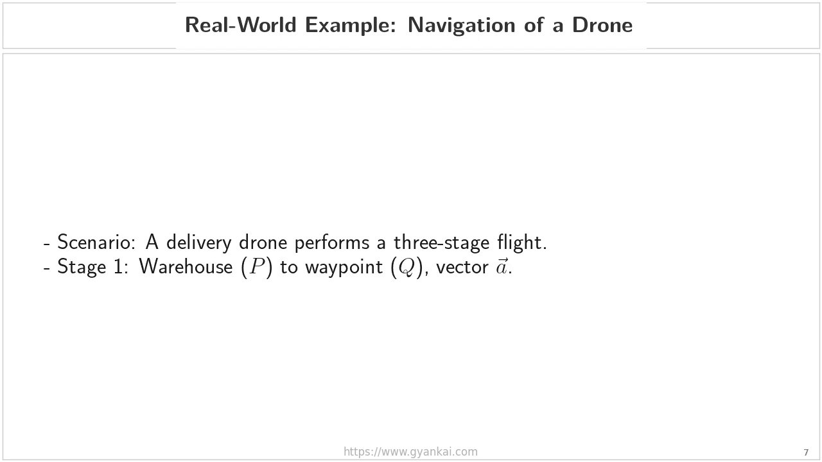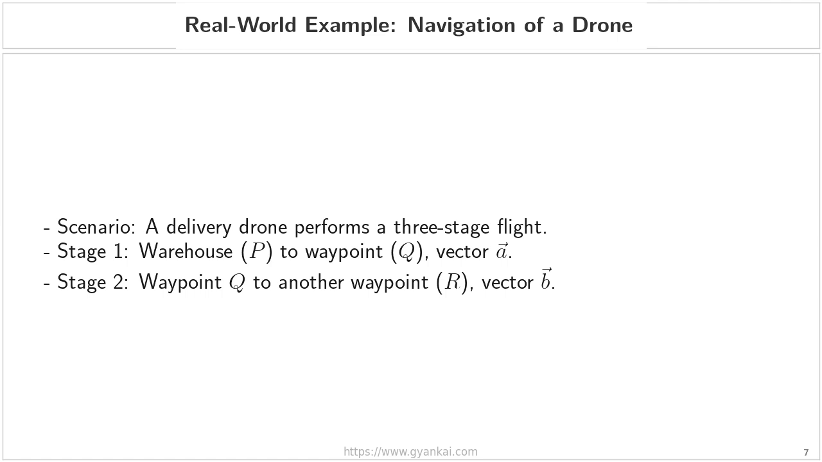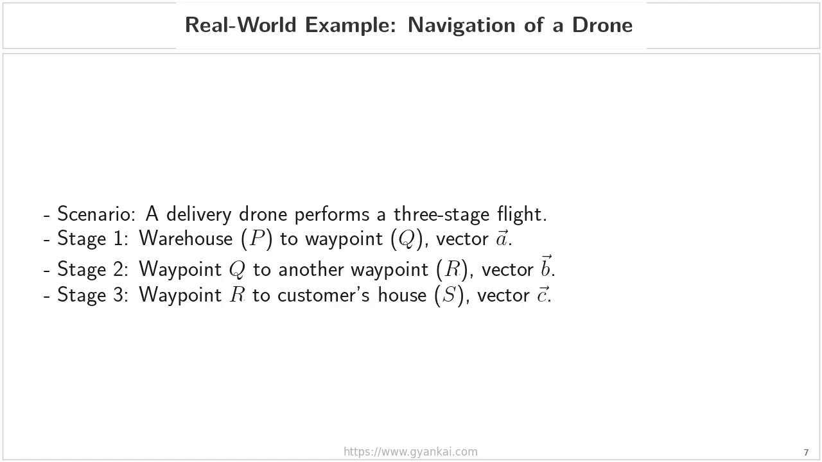In the first stage, the drone departs from the warehouse, which we'll call point P, and flies to a waypoint, point Q. We can represent this first leg of the journey as vector A. For the second stage, the drone moves from waypoint Q to another waypoint, point R, which is represented by vector B. Finally, in the third stage, it travels from waypoint R to the customer's house, point S, which is our vector C. As we move to the next slide, we will use this exact flight path to break down the total displacement using two different grouping methods.